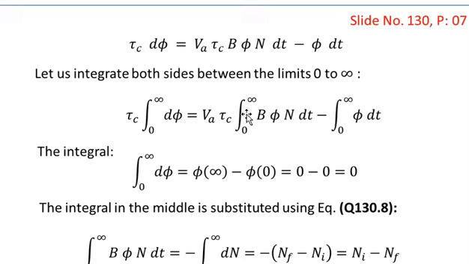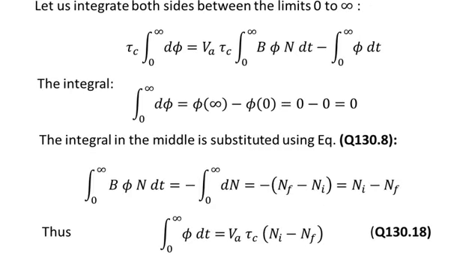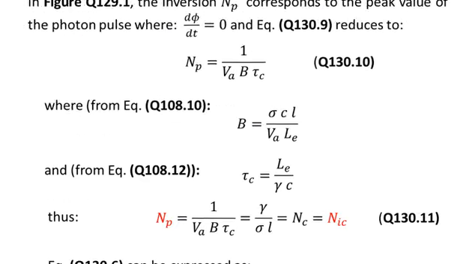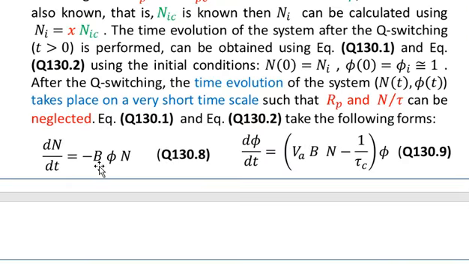Now let's evaluate the middle integral. In the middle integral, we have the integral from 0 to infinity of b times phi times n times dt. From here, you see, this is what I have copied over here. And then I am going to integrate this one. But you know that this is equal to minus dn, as you can see from equation number 8. So let me show you equation number 8 also. For example, this one. So you can replace minus b times phi times n times dt by the value equal to minus dn.